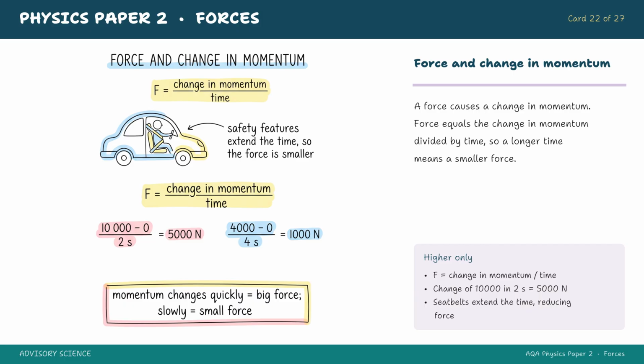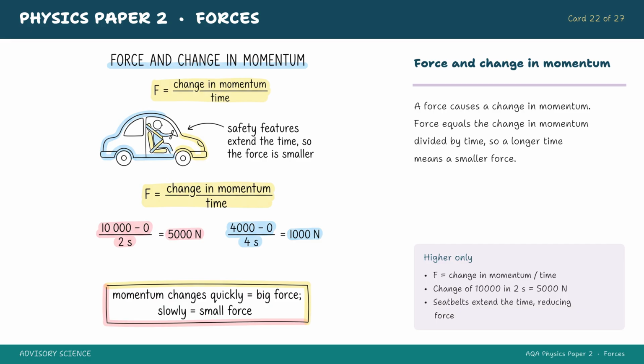The key formula is force equals the change in momentum divided by time. In other words, if momentum changes quickly, you get a big force. If it changes slowly, the force is smaller. And that's why car safety features, like seatbelts, extend the time, reducing the force on you. By increasing the stopping time, they reduce the force on our bodies.